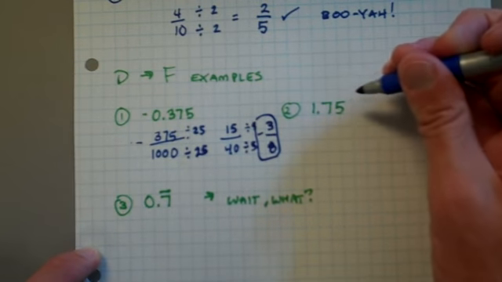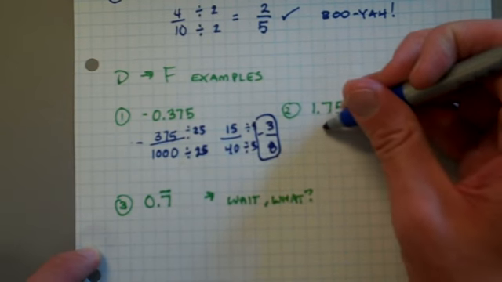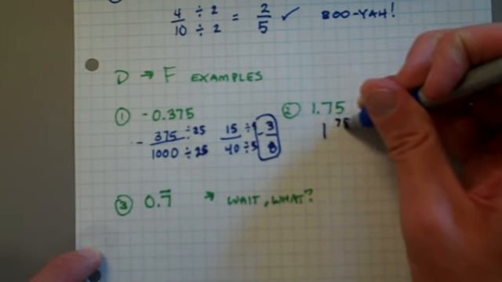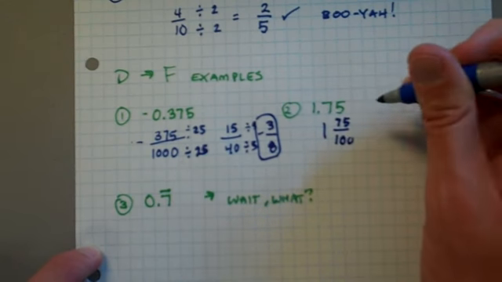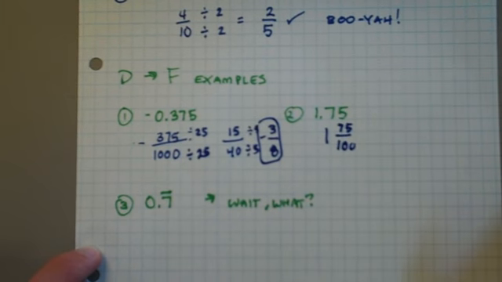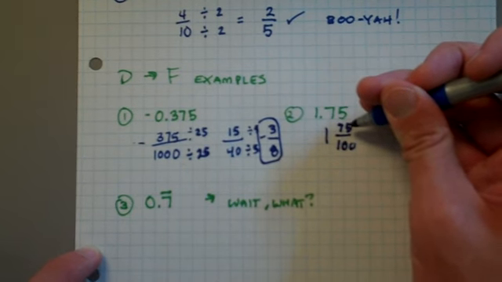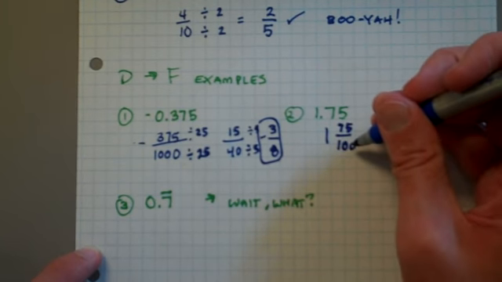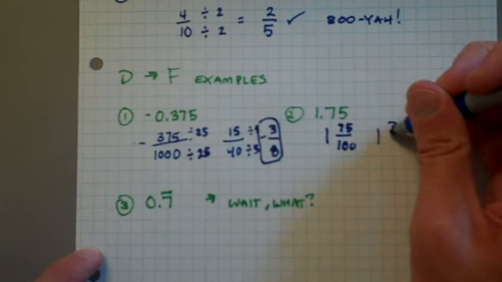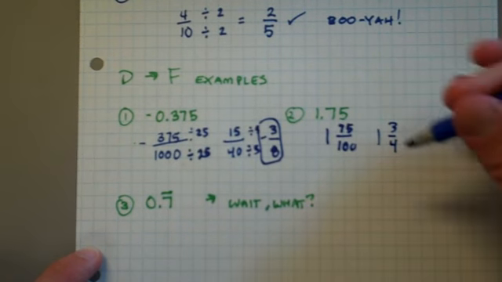1 and 75 hundredths. Notice how I said that correctly, and now I'm almost done. Let's simplify the fractional part. So 25 goes into 75 3 times, and 25 goes into 100 4 times, so 1 and 3/4. Groovy.